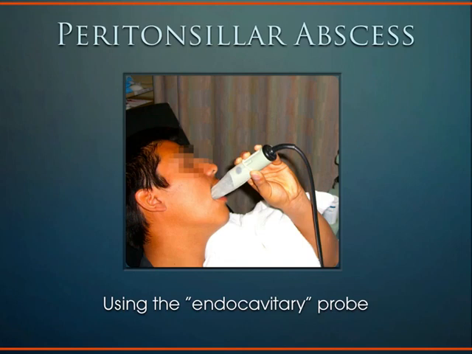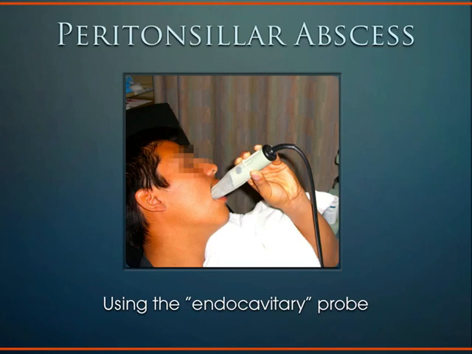Another place you can get abscesses in the head and neck area is near the tonsil. When you have an abscess adjacent to the tonsil, we call that a peritonsillar abscess. On the physical exam, you open the patient's mouth, look in the back of the throat, and sometimes see a deviated uvula, though sometimes you do not. Sometimes you just see a big swollen throat.